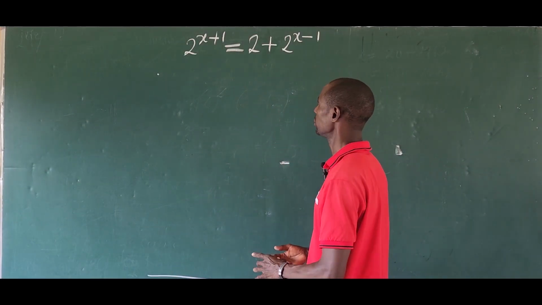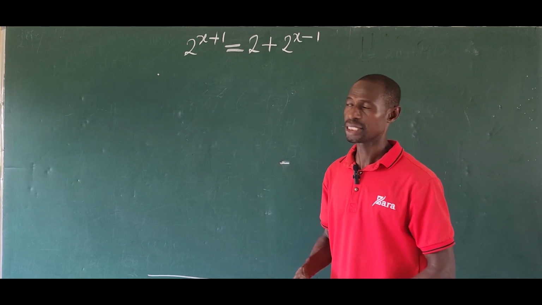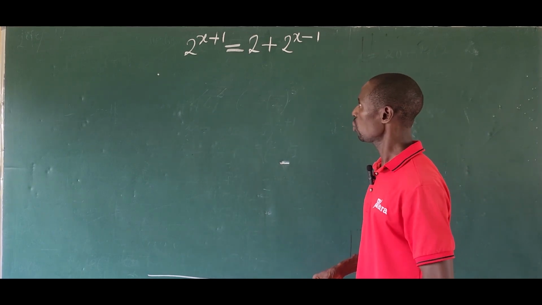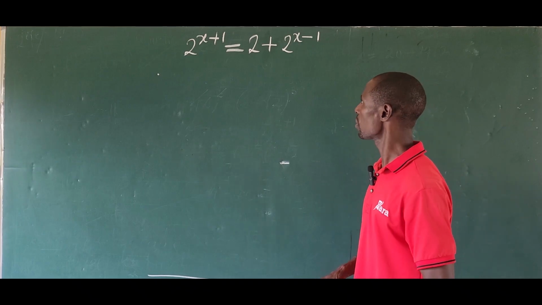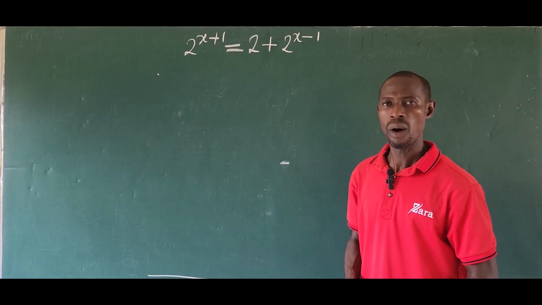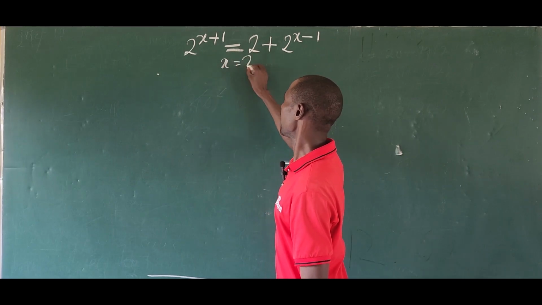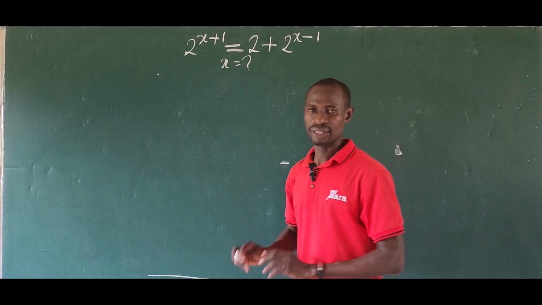It's a simple one, okay? Simple exponential challenge. The question is: 2 to the power of x plus 1 equals 2 plus 2 to the power of x minus 1. What is the value of x? Here we are asked to look for the value of x. And I've solved this challenge.